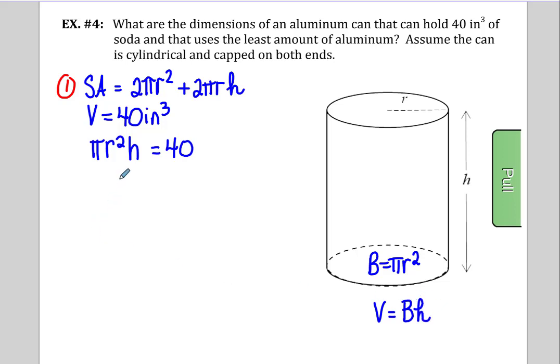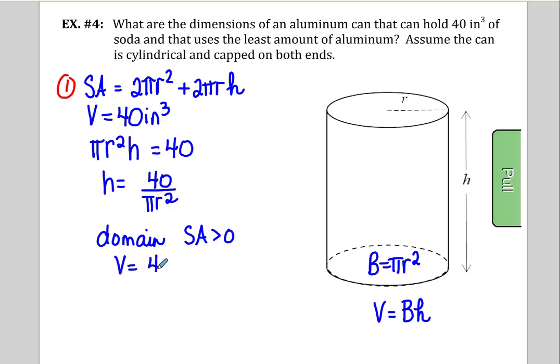And if we solve for height, let's go ahead and do that here. The height is 40 divided by pi r squared. And if you're thinking about the domain, we better think about that right at the beginning here. I know that my surface area has to be a positive surface area, and that we're definitely holding constant the 40 cubic inches for the volume.